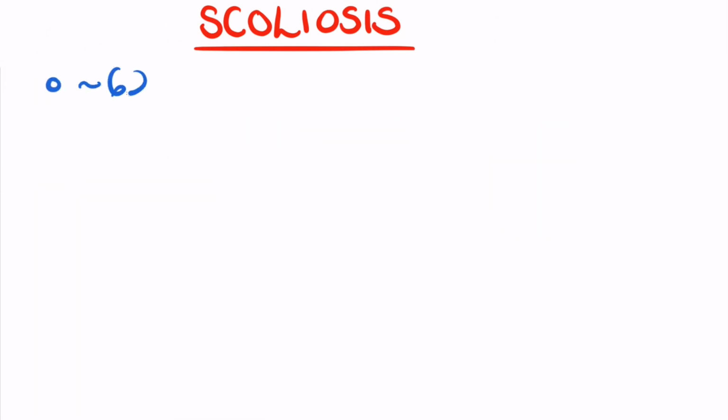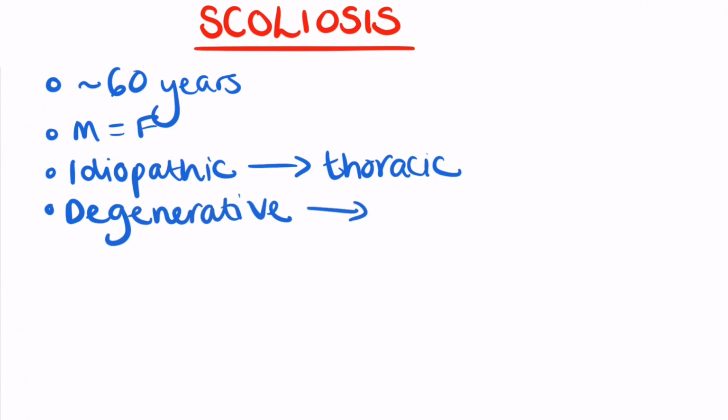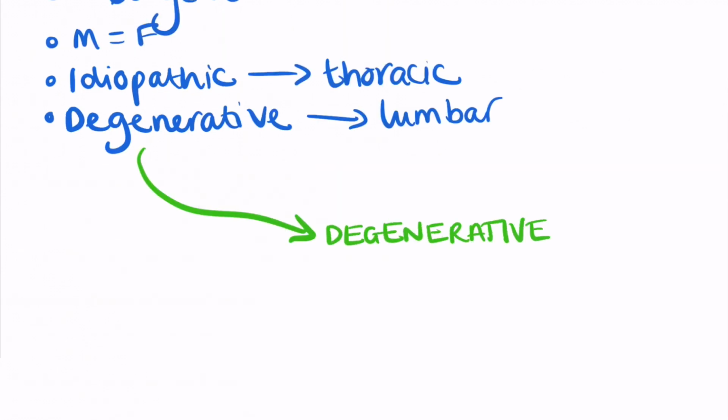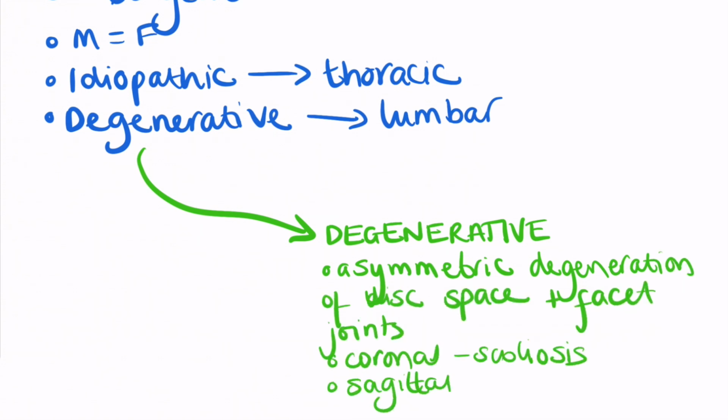Commonly, adult spinal deformity occurs at around 60 years of age, and it affects males and females equally. Idiopathic scoliosis is more common in the thoracic spine, and degenerative scoliosis occurs more commonly in the lumbar spine. Degenerative scoliosis is a result of asymmetrical degeneration of disc base and as well the facet joints of the spine. This may occur in the coronal plane, which is known as scoliosis, or the sagittal plane, kyphosis or lordosis.